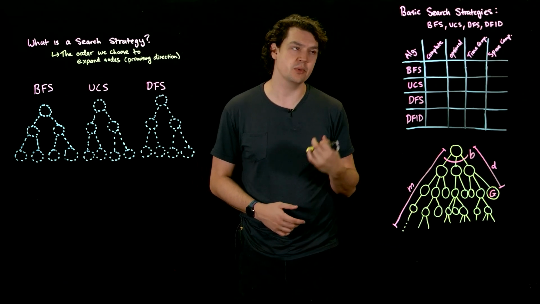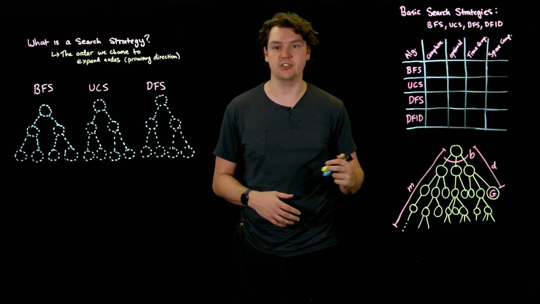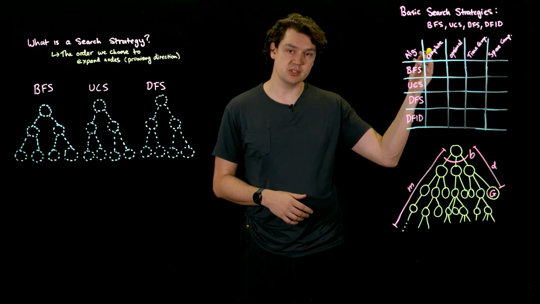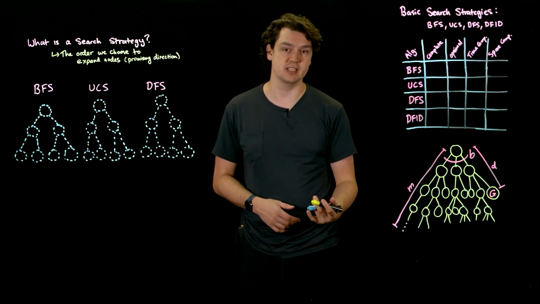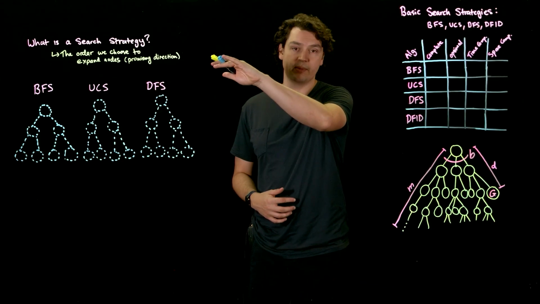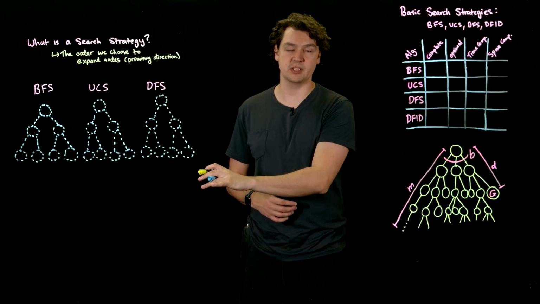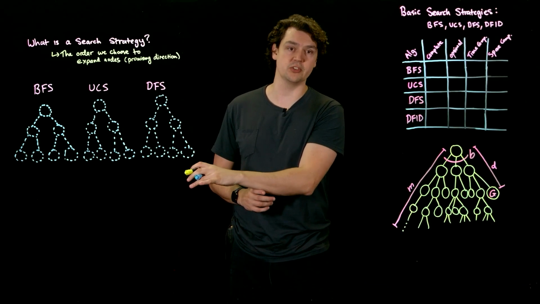So in today's video, we're going to be having a look at basic search strategies. We're going to be walking through BFS, UCS, DFS, and DFID. We're going to be talking about what is a search strategy. We're going to show examples of how the traversals look for each of the algorithms.